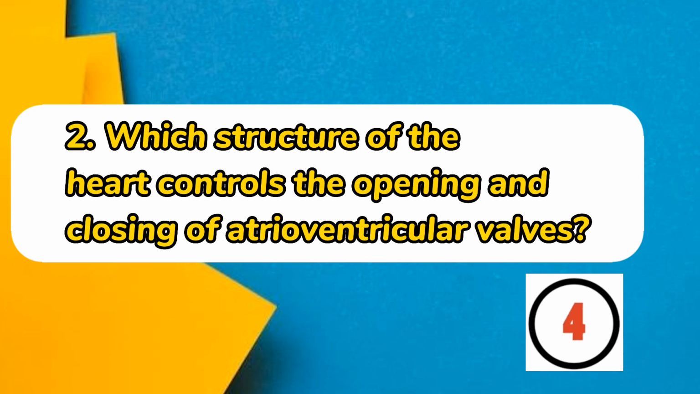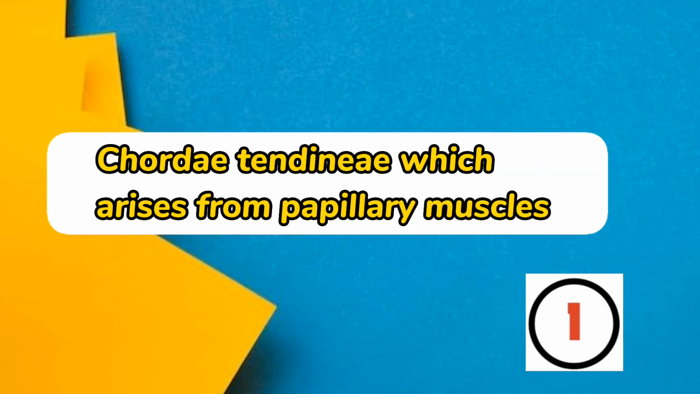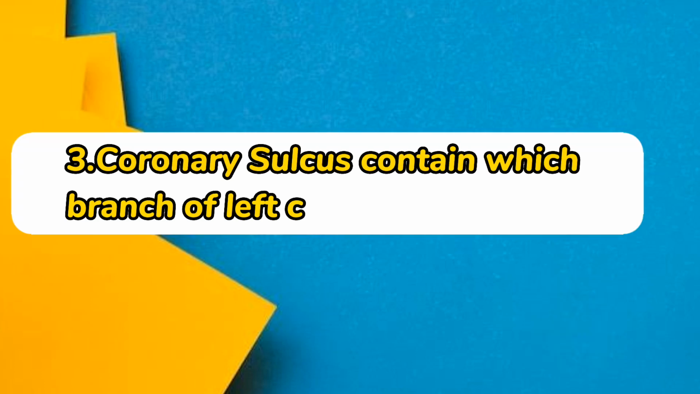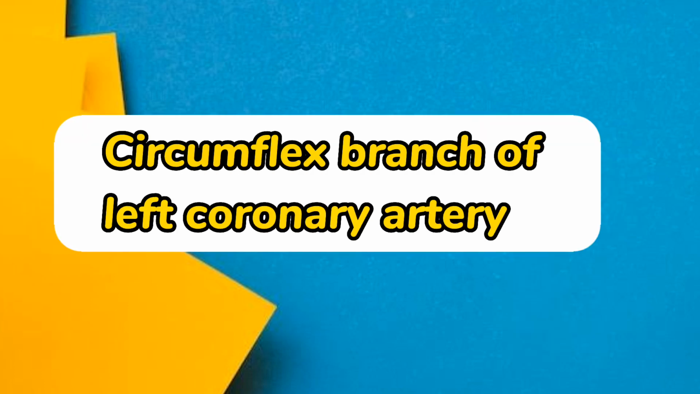Question number 2. Which structure of the heart controls the opening and closing of atrioventricular valves? And the answer is chordae tendineae, which arise from the papillary muscles. Question number 3. Coronary sulcus contains which branch of the left coronary artery? And the answer is the circumflex branch of the left coronary artery.